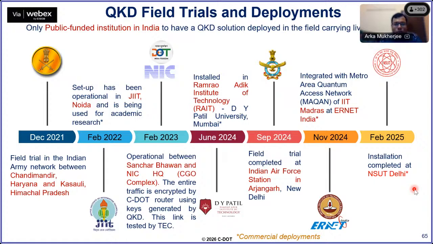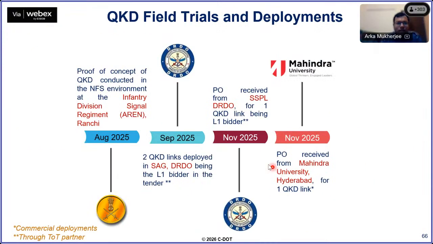They have published some good papers. Apart from that, one link is operational between Sanchar Bhavan, that is the Department of Telecom, and NIC headquarters in CGO Complex in Delhi. All the traffic between these two offices is encrypted using the keys generated by the C.QKD system. So the C.QKD system generates the key and supplies it to a router, then this router does the encryption, and this link is end-to-end encrypted. And again, we have some trials in the Indian Air Force and Indian Army.